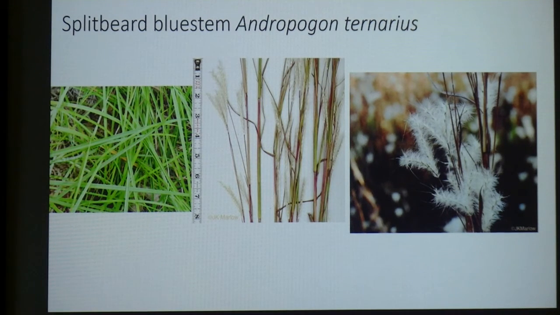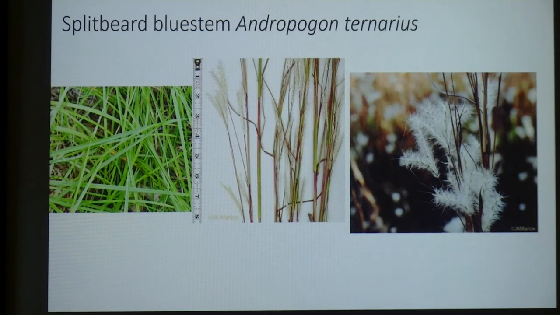We'll look at the blue stems first, and there's lots of blue stems, and I had to pick ones I wanted to talk about. This is split-beard blue stem. Here it is in the vegetative state. The bases of the shoots are flattened in cross section, and so these leaves will come out sort of a bit V-shaped in cross section.